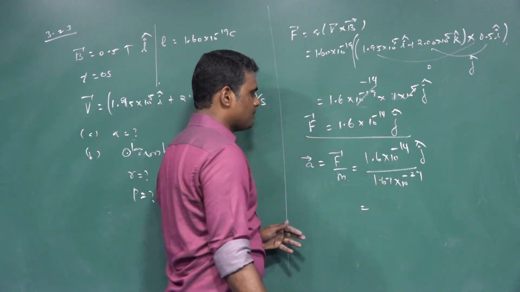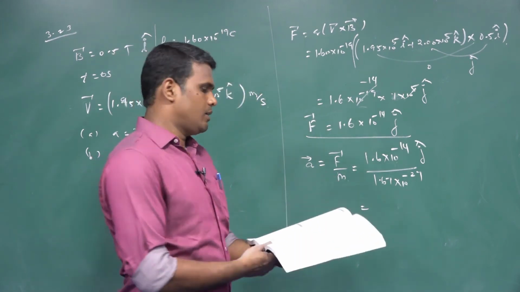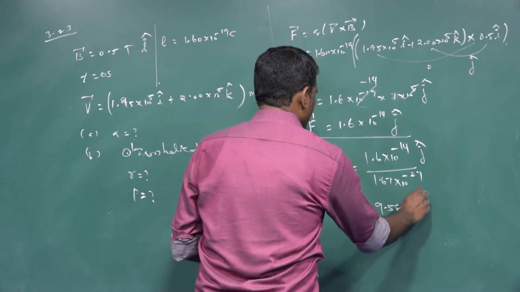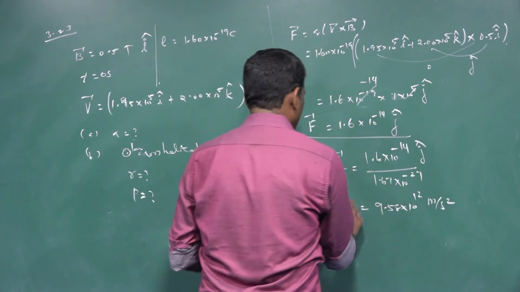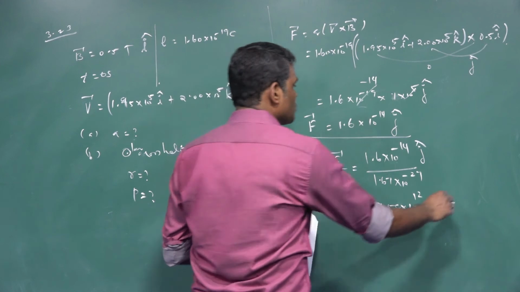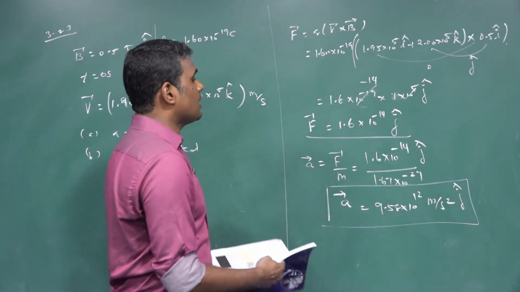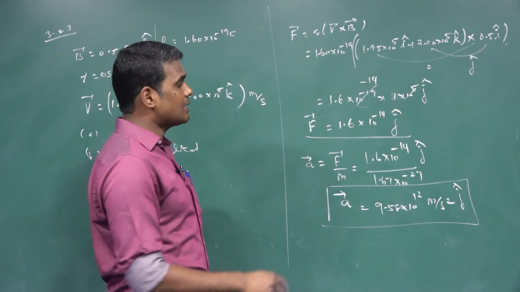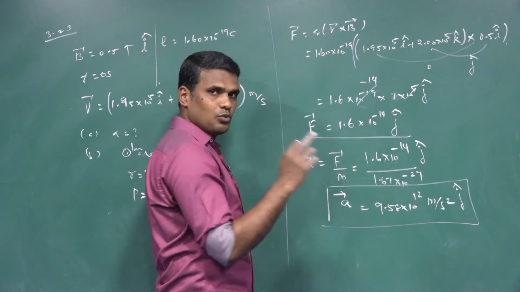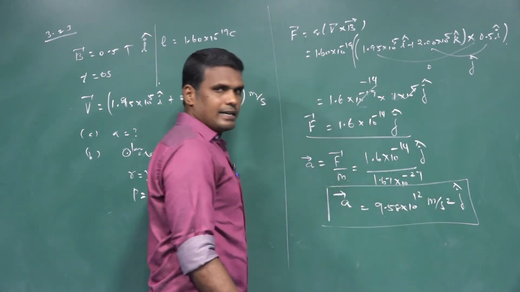If you calculate the value of acceleration, you will have a result of 9.58 × 10^12 meter per second square. So the acceleration of the charged particle is 9.58 × 10^12 meter per second square j cap. Once again, acceleration takes place along the direction of the force. If force is acting along the j direction, acceleration will also take place along the j direction.